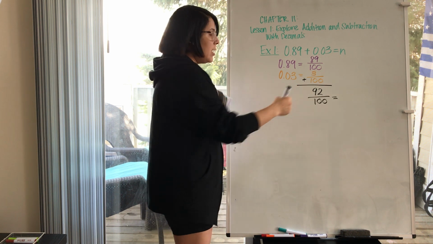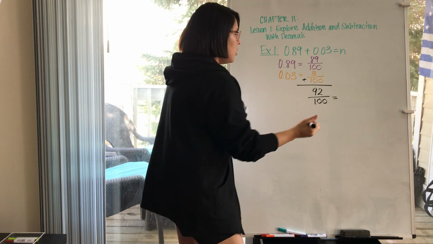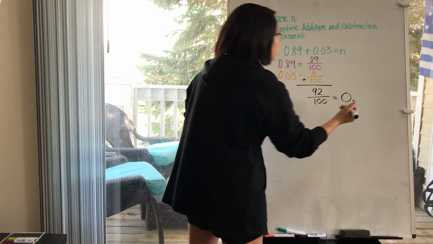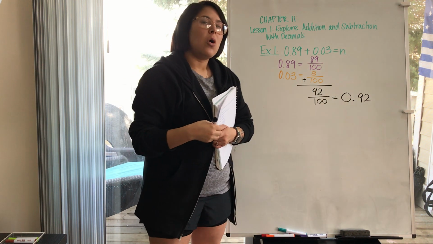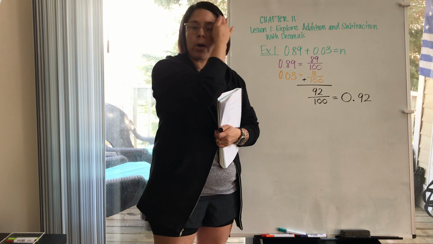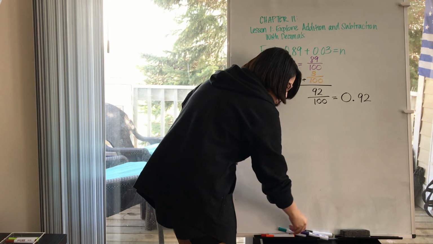Let me read it. 92 hundredths. Okay, so I have 0.92 hundredths. Okay, so why did I write it like that? So the name, wherever your number ends, is the name. Okay, and I'm going to explain that really quick.